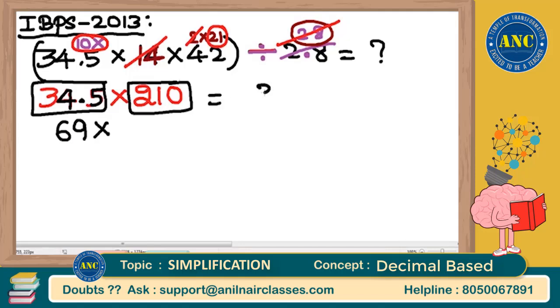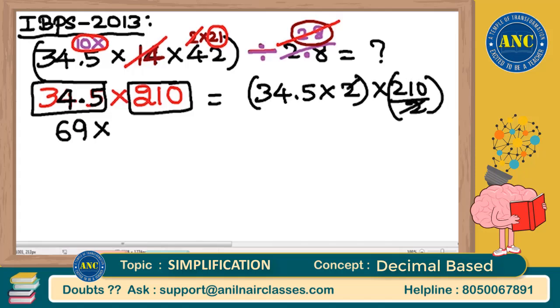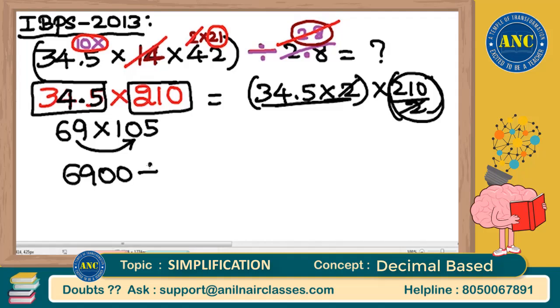Why? Because this can also be written as 34.5 into 2 into 210 divided by 2, right? That is what I said. If you double one number, you should halve the second number to make sure that it is correct. So 69 into 105. 69 into 100 is nothing but 6900, plus 69 into 5 is left.